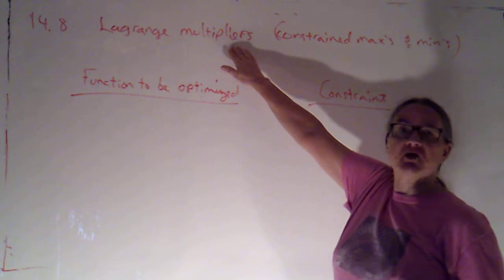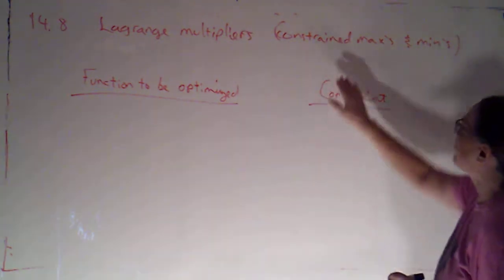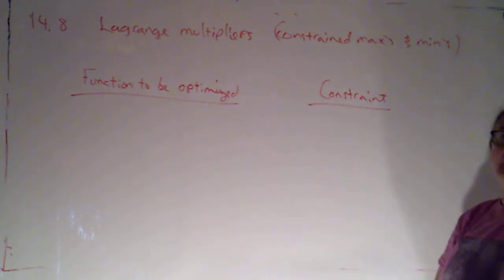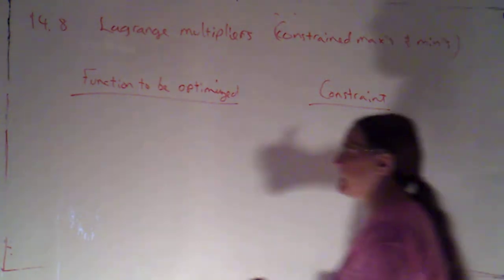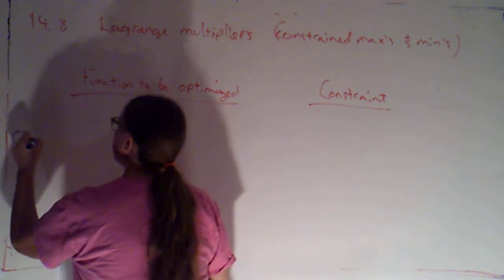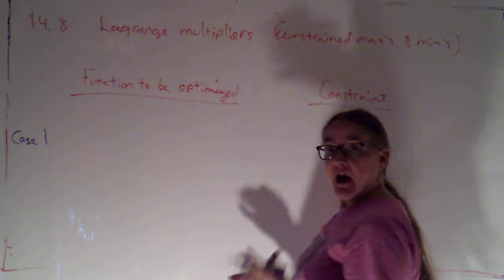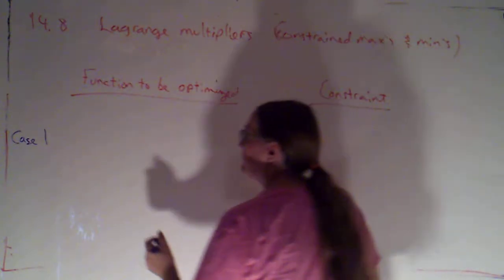Section 14.8 is about a technique called Lagrange multipliers. That's a technique for finding constrained maxes and mins. And so there are two cases that we're going to see. Case 1, the function to be optimized is going to be a function of two variables.